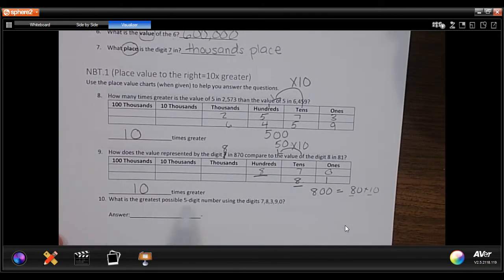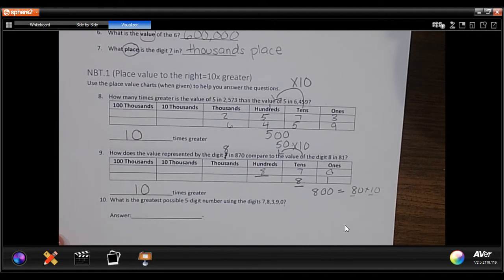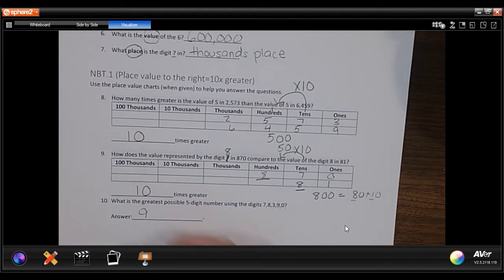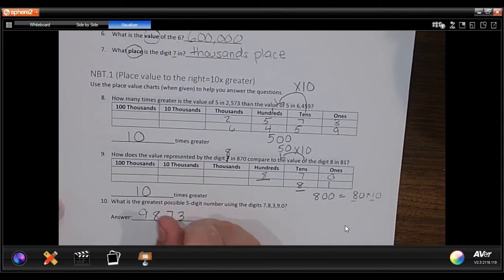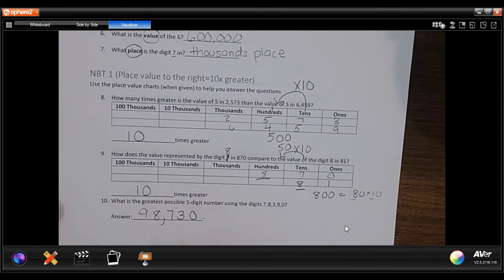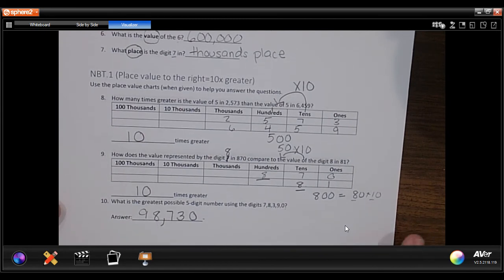Next, what is the greatest possible 5-digit number using the digits 7, 8, 3, 9, and 0? If I want to get the greatest possible number, then I have to put these digits in order from greatest to least. So I'm going to start with my number 9. Next greatest is 8, 7, 3, 0. So that answer is 98,730.